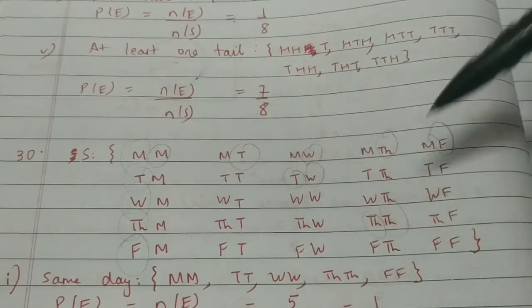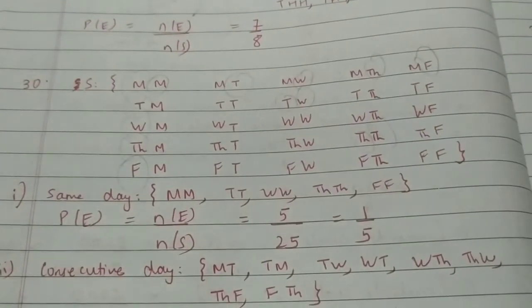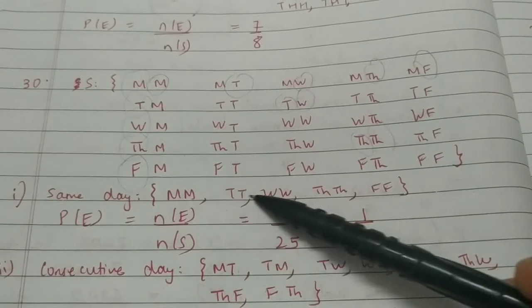So there are 25 possibilities. Since there were 5 days of the week, 5 square is 25. So 25 possibilities are there. And yes, we have to list all of them compulsorily. What are the chances that both of them were absent on the same day? Well, out of 25, there are only 5 scenarios in which this condition is valid.